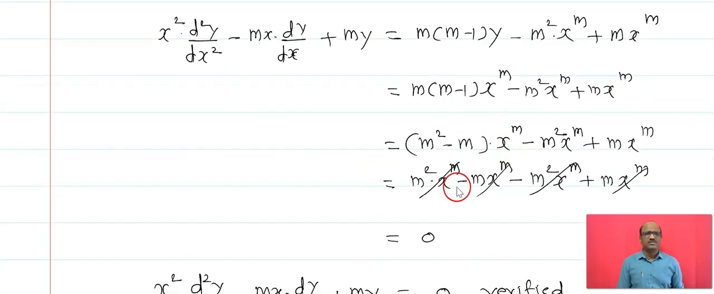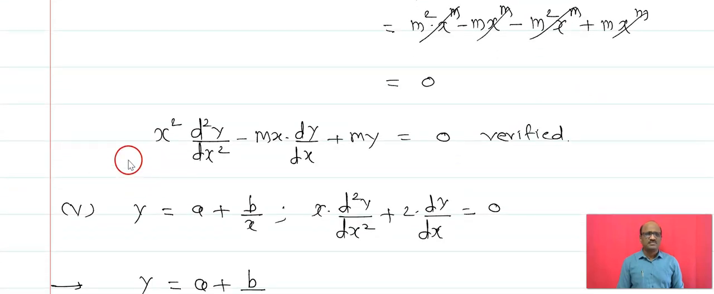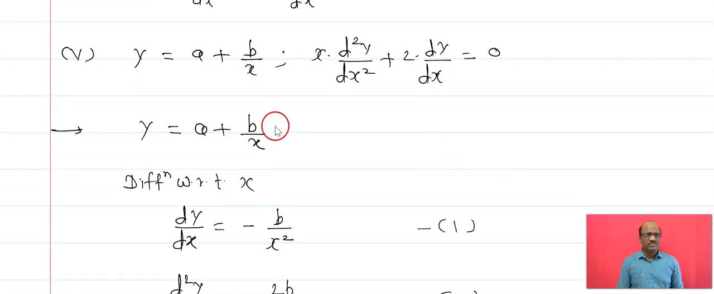Now simplify this. Then you will get m square x raised to m minus m x raised to m minus m square x raised to m plus m x raised to m. All the terms get cancelled, and that's equal to 0. And hence the equation is verified: x square into d2y by dx square minus mx into dy by dx plus my equals 0 is verified.